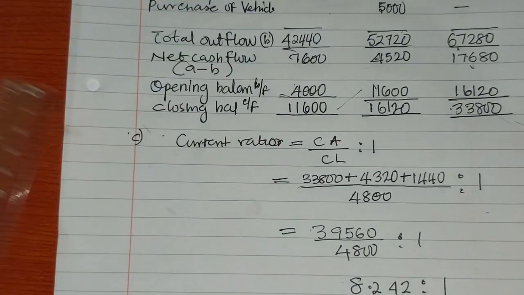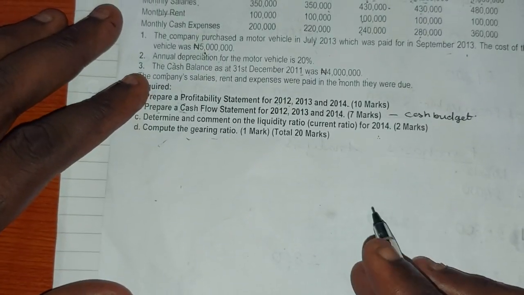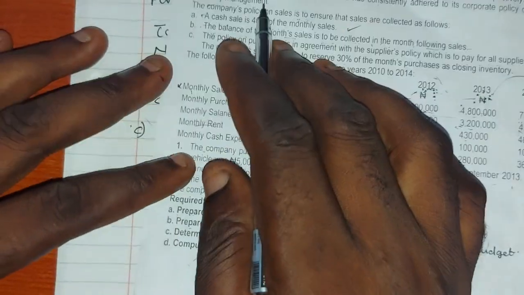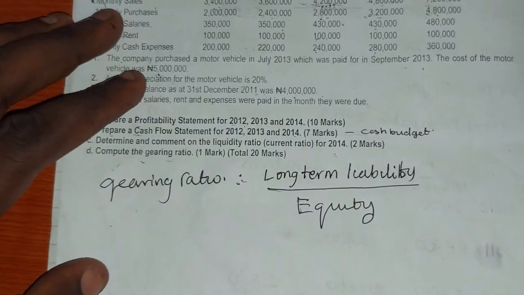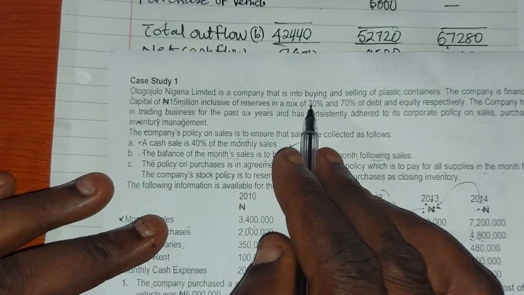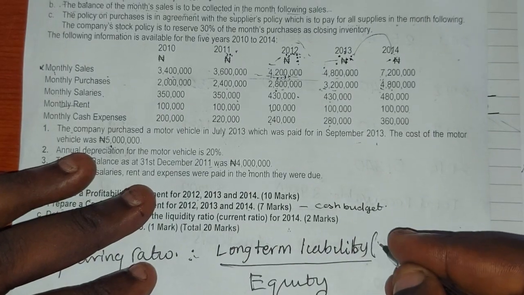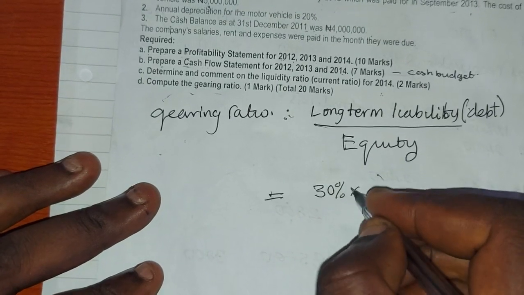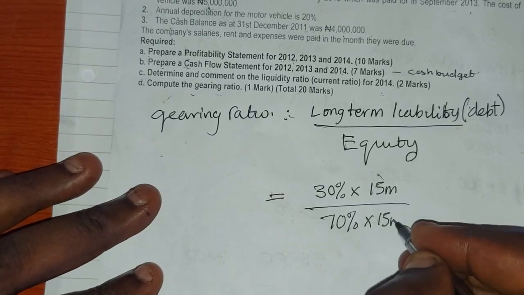All right. Then the last part of the question says we should compute the gearing ratio. The gearing ratio is the long-term liability over equity, which is the capital of the company inclusive of reserves, a mix of 30% and debts, long-term debts. Okay, and the debt is 30% of 15 million all over 70% of that same 15 million.